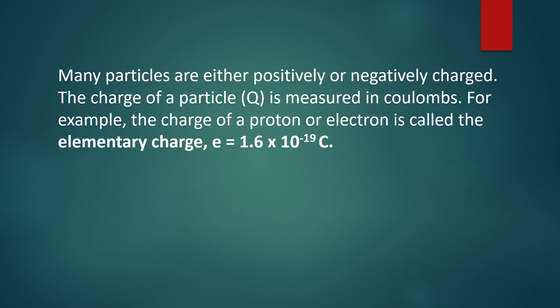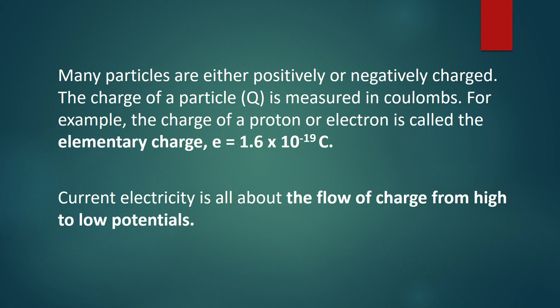Many particles are either positively or negatively charged. The charge of a particle, for which we use the letter Q, is measured in coulombs, after a scientist named Coulomb. For example, the charge of a proton or electron is called the elementary charge, and it has a value of 1.6 times 10 to the negative 19 coulombs. So it's a very tiny little charge. Conventionally, we use a positive value for protons and a negative value for electrons.